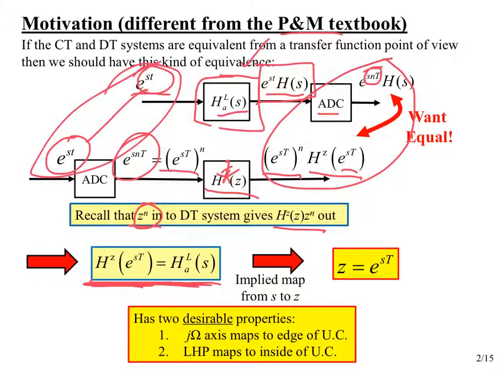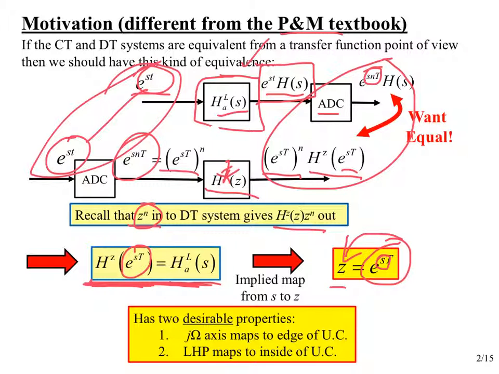And so we can see from here that this implies replacing z by e to the st. So that gives an implied map from s to z. As I plug in different values of s here, they get mapped into different z values.